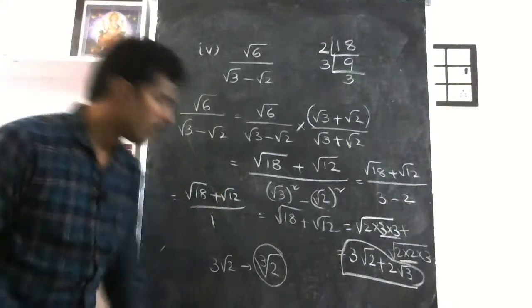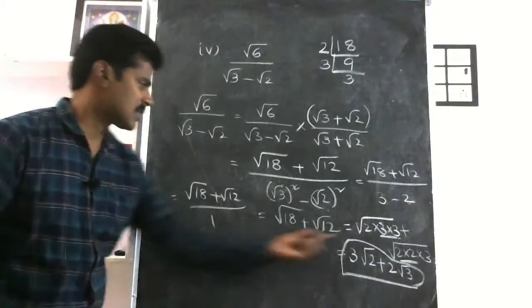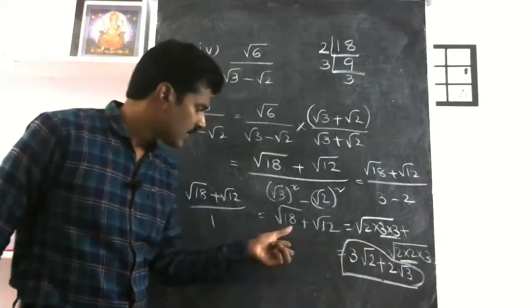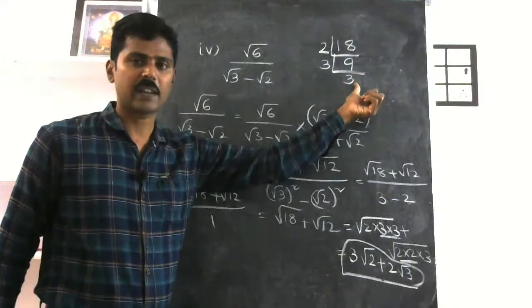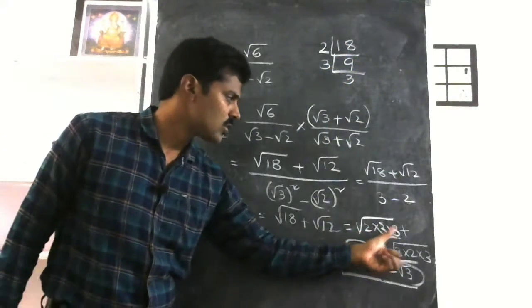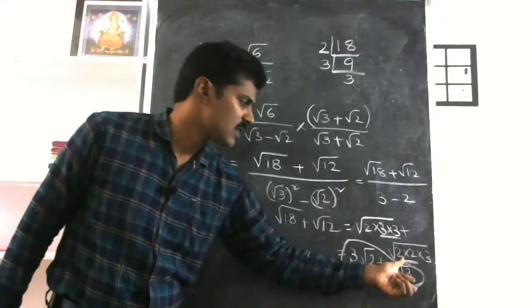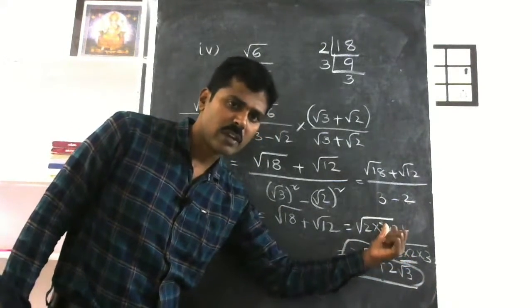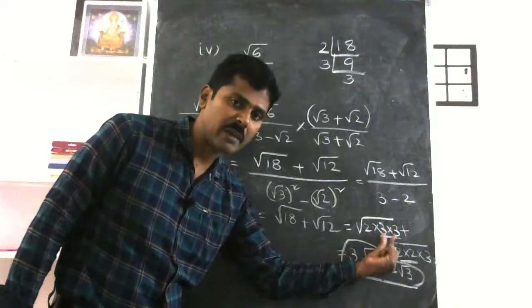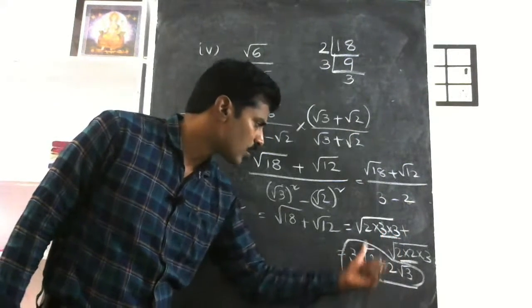I think you might have understood about this. I'm repeating again. Simplification means 18 I have to write as prime factorization, so 2 into 3 into 3. Similarly 12 can be written as 2 into 2 into 3. So from the pair under the square root, I have to take one outside. So 3 and square root 2.